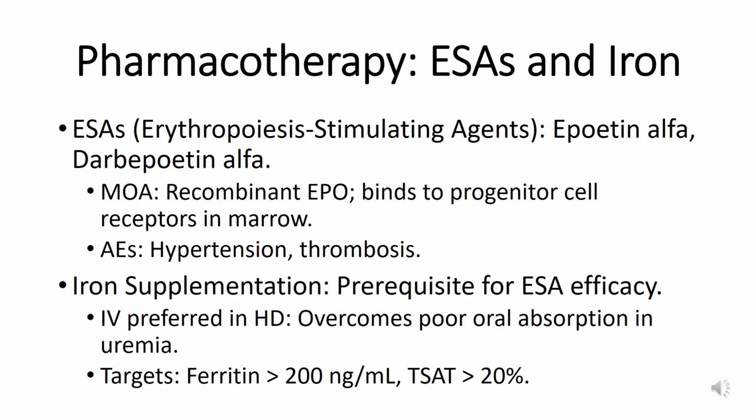Erythropoiesis-stimulating agents restore that signal. They bind to receptors on erythroid progenitor cells in the bone marrow. This stimulates red blood cell production. Hemoglobin levels begin to rise gradually. But erythropoiesis-stimulating agent therapy is not simple or risk-free.